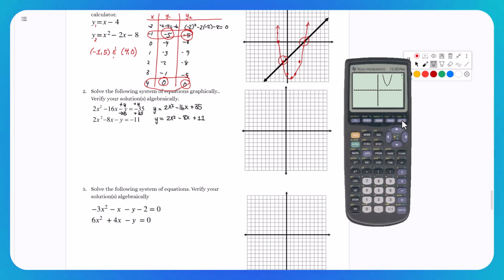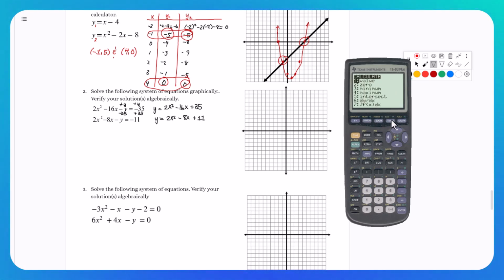There's one, and there's the other. Now, if we change the window settings a little bit on the Y, let's make it from 0, and let's put this up to 40. That's just going to let us see some of the other features. So there's that one going through the Y-intercept, and there's the other one right there. Notice this one has one intersection point right here.